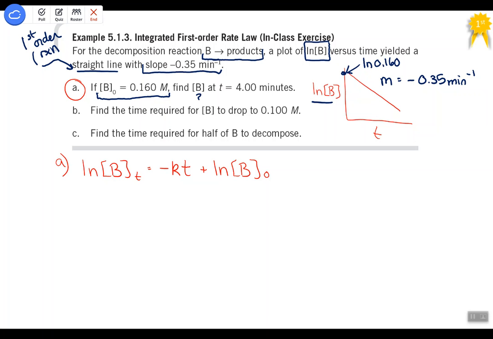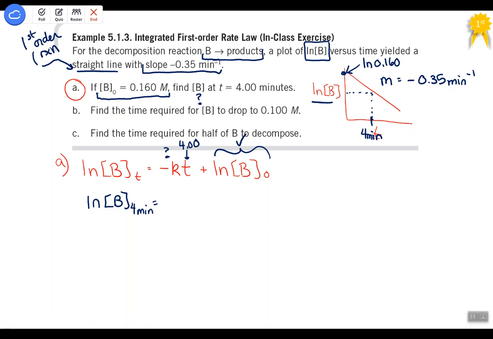We want to find the concentration of B at 4 minutes. Now, I don't know where 4 minutes is. I'm just going to guess that it's right here. I want to figure out what B is. How much B do I have left after 4 minutes of this reaction proceeding? Well, we know the starting concentration of B. The starting concentration was 0.16. We can take the ln of that. We want to solve for this at 4 minutes.